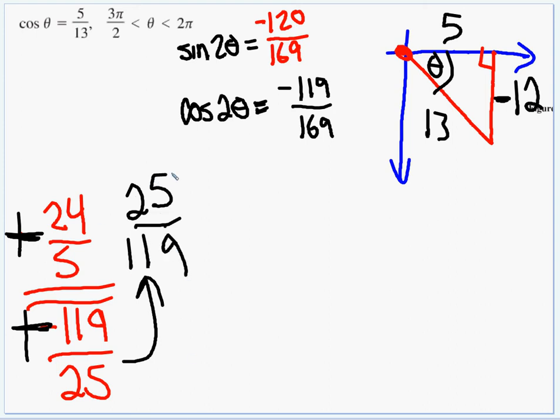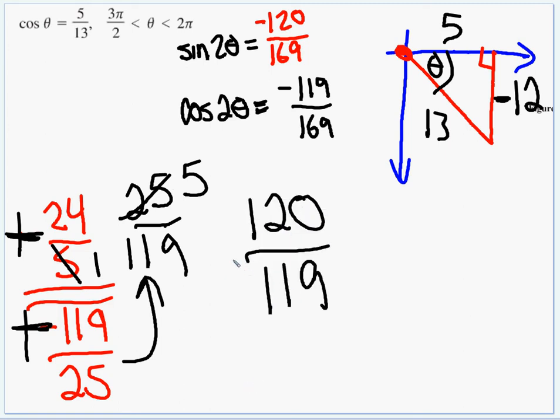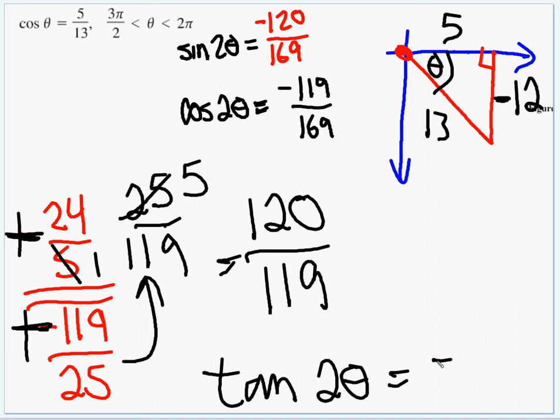And before we multiply, we can factor down by a 5. So that 25 will turn into a 5, and the 5 turns into a 1. 5 times 24 is 120 over 119. And that is the tan of the double angle 2 theta, negative 120 over 119.